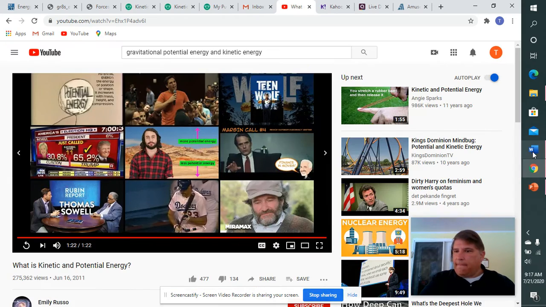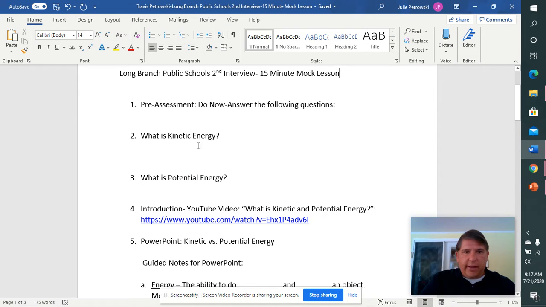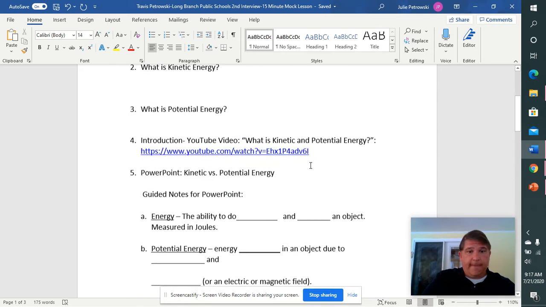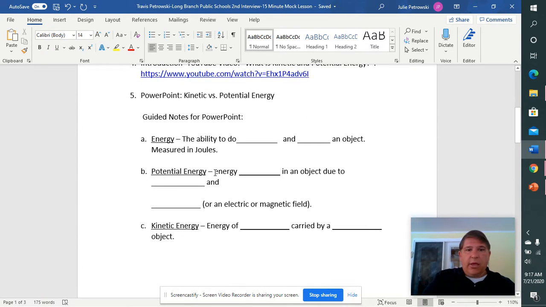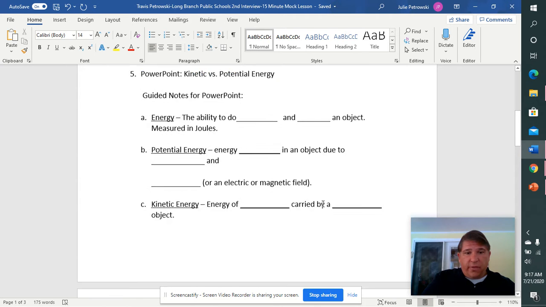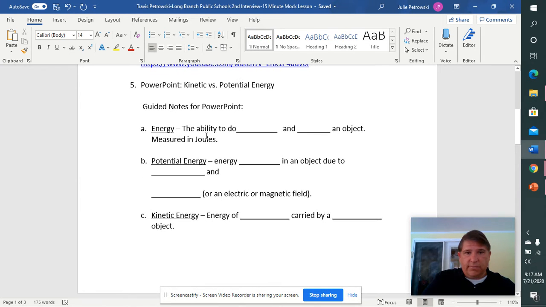All right, guys, great. So potential and kinetic energy. It said on the video, kinetic energy was caused by motion, or it has motion. Potential energy is like if you're at the top of a hill on a roller coaster. Let's check out what our PowerPoint has to say. Here are some guided notes for the PowerPoint. I'd like you to fill these in, please.